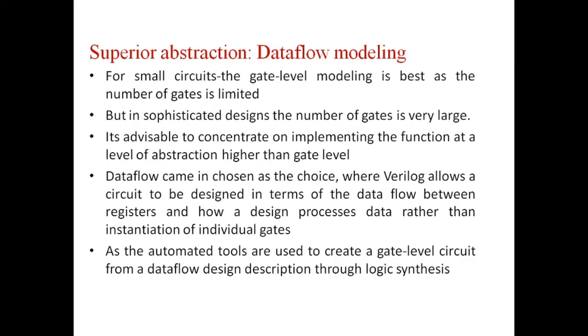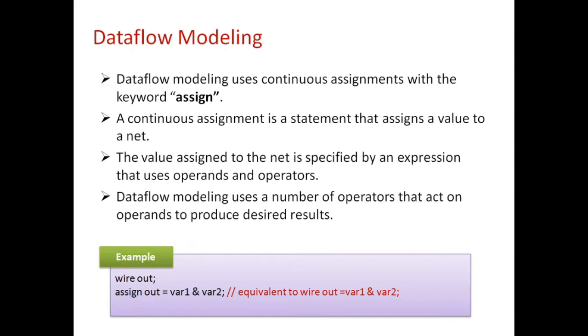So as discussed, data flow modeling uses a continuous assignment statement with the keyword assign. I am using assign here, and this is my continuous assignment. This continuous assignment is a statement that assigns a value to a net. What is the net here? A net is nothing but the output variable. For this output variable, continuously something is always assigned. The value assigned to the net is specified by an expression.